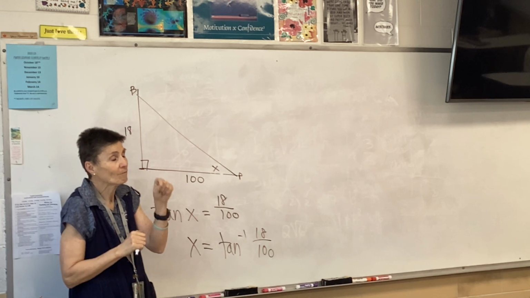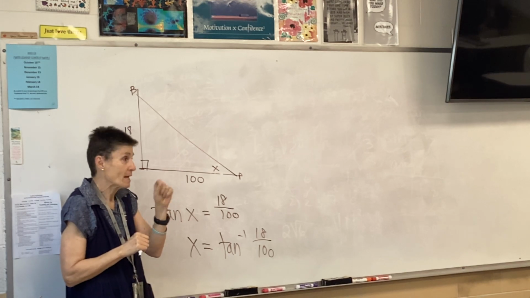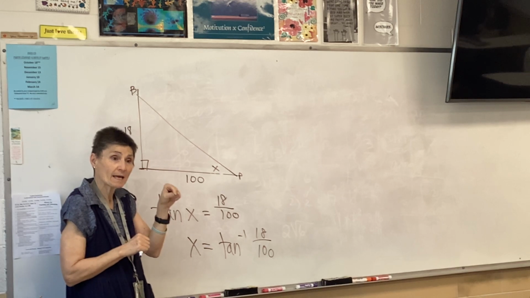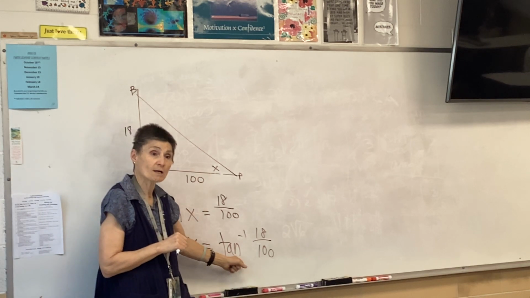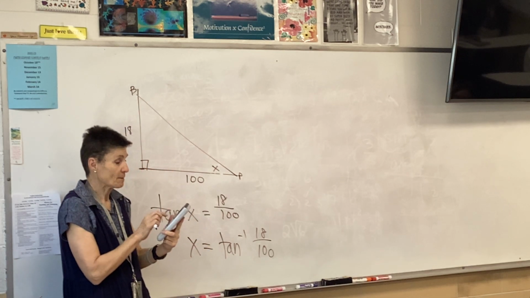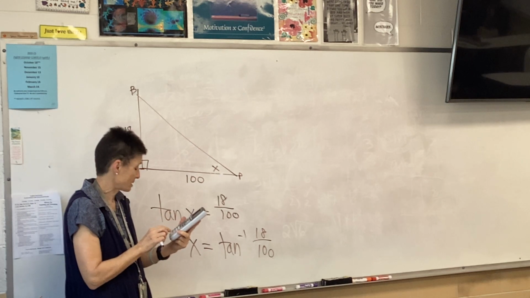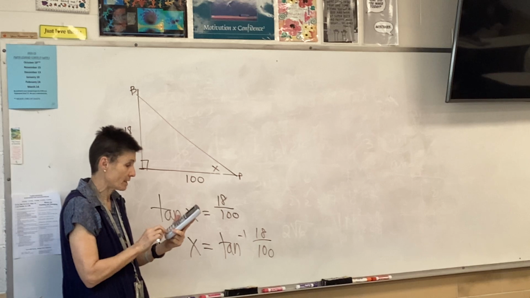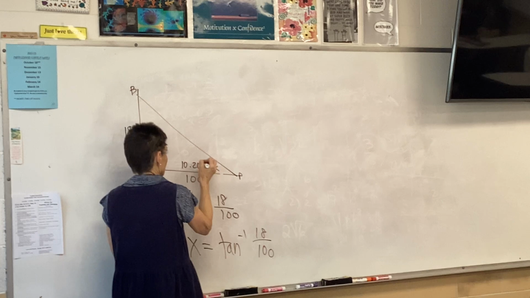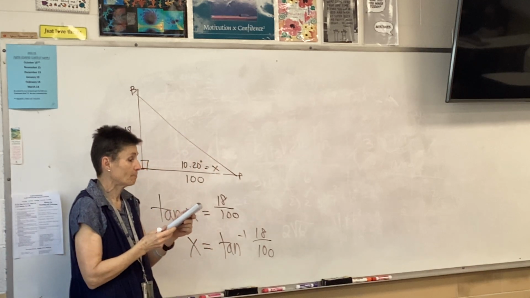When we're solving for an angle, we always use our second button. Okay? So let's make sure we're in degrees. And then second tangent, 18 divided by 100. How big's your angle? I got 10 point something. I think it says 100, so we'll say 10.20.